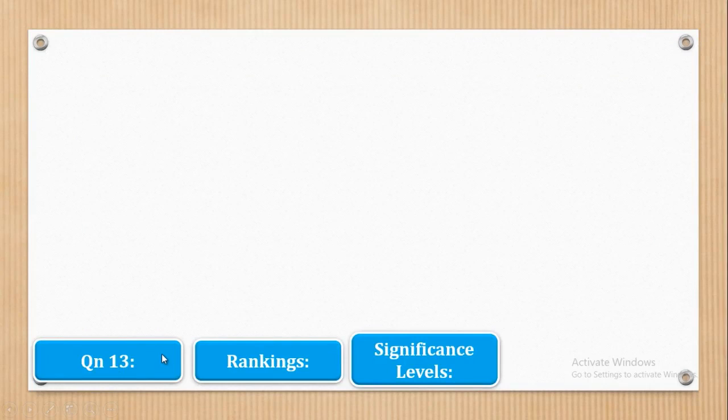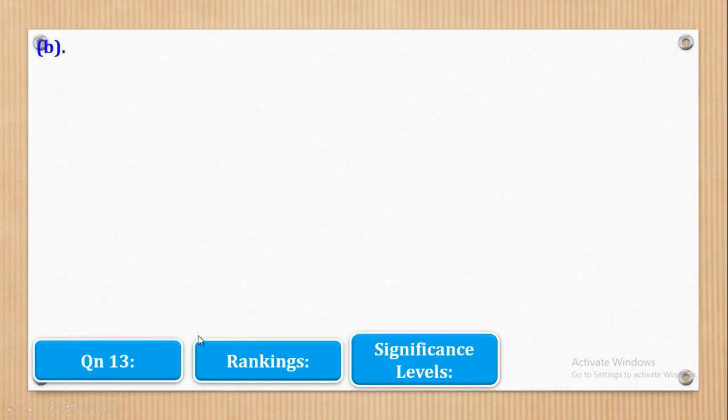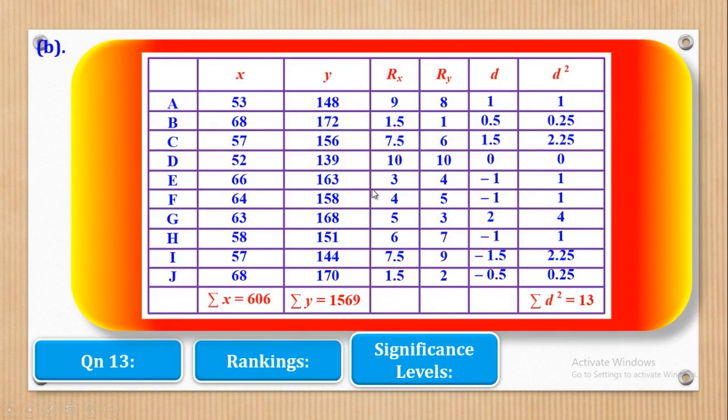So now we shall go to part B. Part B says calculate the rank correlation coefficient for the data, and comment on your result. First of all, the rank correlation coefficient is given by this formula: 1 minus 6 times the summation of d squared over n, where n means the number of pairs, multiplied by n squared minus 1. Now remember, previously we already calculated this when we drew this table. Now n will be 10. For example, the number of pairs is 1, 2, 3, 4, 5, 6, 7, 8, 9, 10. So n is 10 and the summation of d squared is 13.